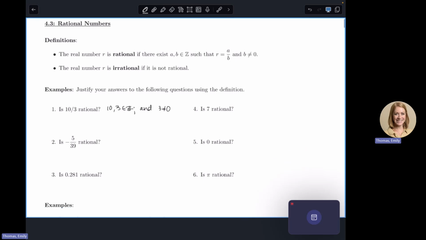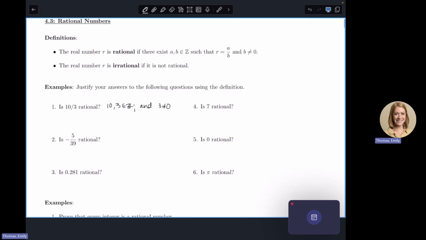Next up, we have -5 over 39. Do you believe that that is rational? Yes. You have both -5 and 39 are integers, and 39 is not equal to 0. What about 0.281? Yes, this can be written as 281 over 1,000, right? And both 281 and 1,000 are integers. And 1,000 doesn't equal 0.